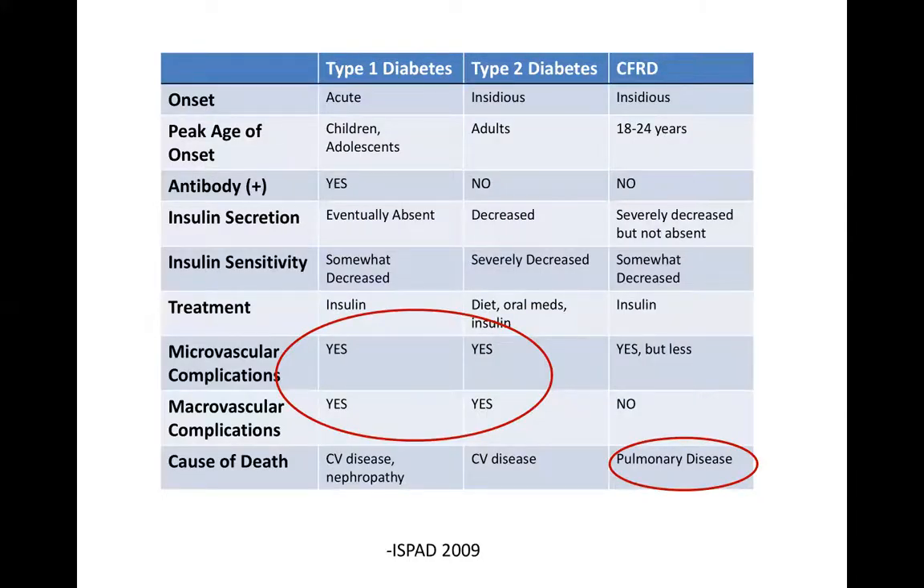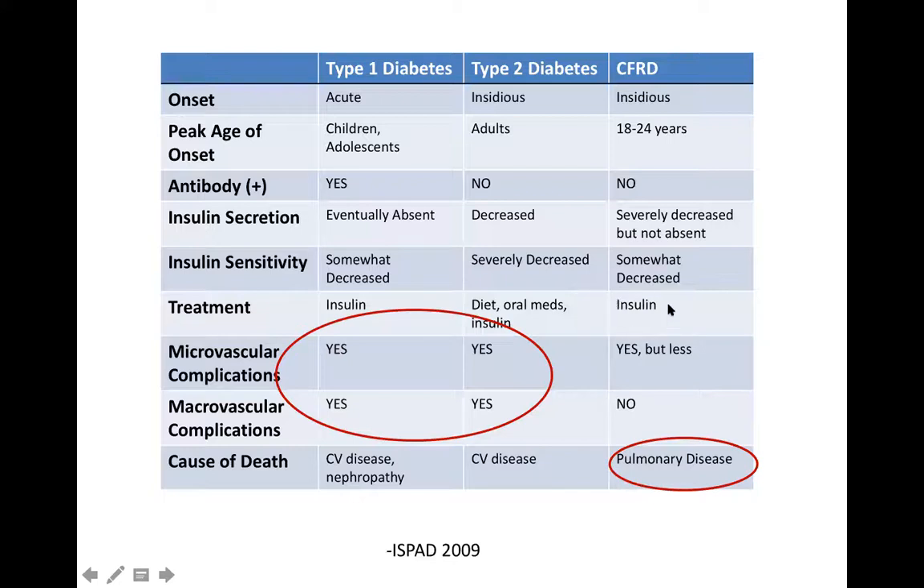So the difference between type 1 diabetes, which is juvenile diabetes, little kids with diabetes, and type 2 diabetes, which is what I call the older person kind of diabetes, or diabetes that happens with increased weight, and cystic fibrosis related diabetes, is that CFRD tends to look a little bit like a mix of type 1 and type 2. You have decreased insulin secretion, but you also have decreased insulin sensitivity, meaning that insulin that you make works less well. In CFRD, the treatment is insulin, and we'll get into why it's insulin and not oral medications.